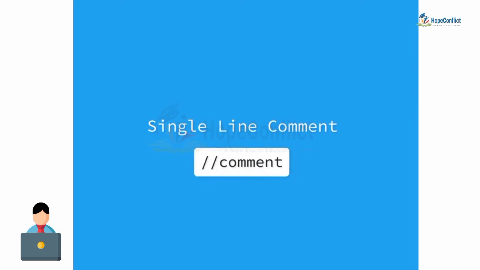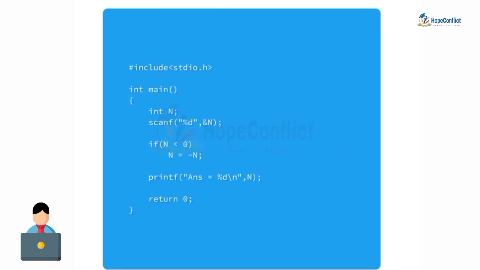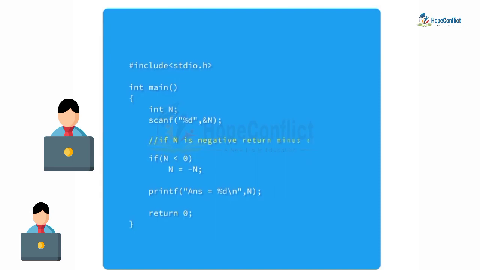It begins with a double slash, and you can see an example here. We have the code: if n is less than 0, n equals minus n. So we can write a comment like this to understand it better. And the statements written after the double slash will be ignored by the compiler.